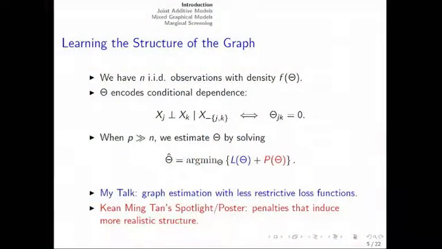The goal, on the basis of n independent and identically distributed observations, is to learn the structure of the graph. In other words, learn the dependence relationships among these p random variables. I'll assume for convenience that my observations are IID from a distribution f of theta, where theta encodes some type of conditional dependence relationship. For instance, the jth and kth features are conditionally independent if and only if the jk element of theta is 0.